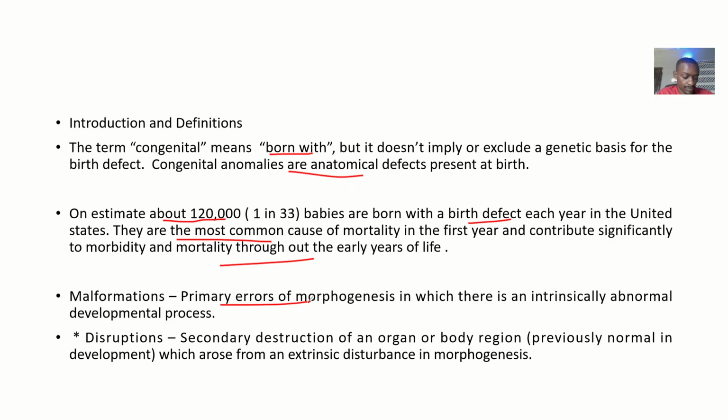Then when you talk about things like disruption, just like the name implies, to disrupt, to scatter. This one is secondary destruction of an organ or body region which was previously normal. The body region was previously normal, but later on in life, something scattered it. Do you understand? All right, and this could be from extrinsic disturbances in morphogenesis.